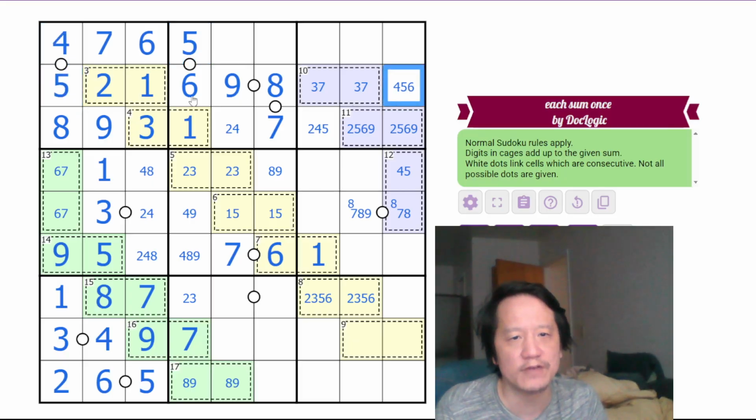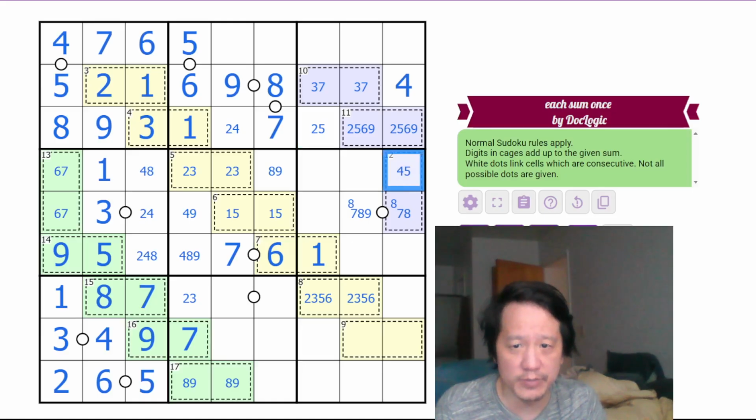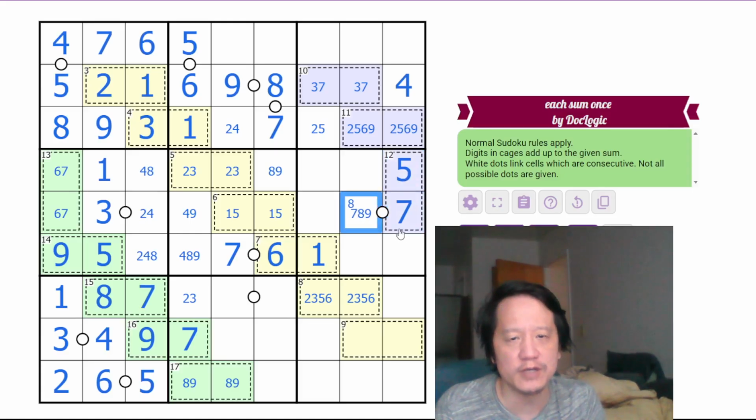And this can't be 5 or 6 because of 5 or 6 in the row. So that's 4. That eliminates 4 here. It also eliminates 4 here, which makes this 5 and 7 as a pair, adding up to 12. 7 forces this to be 8 to be consecutive with it, and 7 eliminates 7 here, so that's 6 and 7.